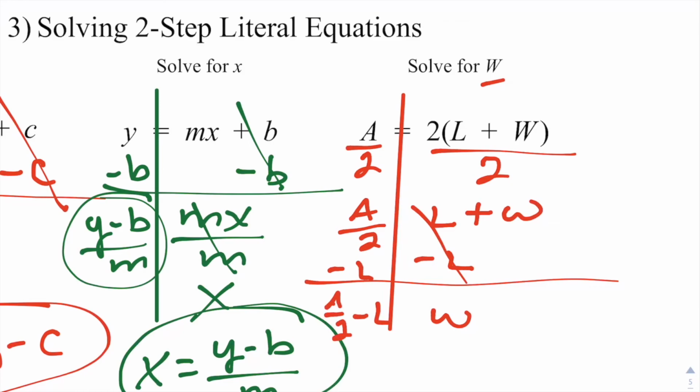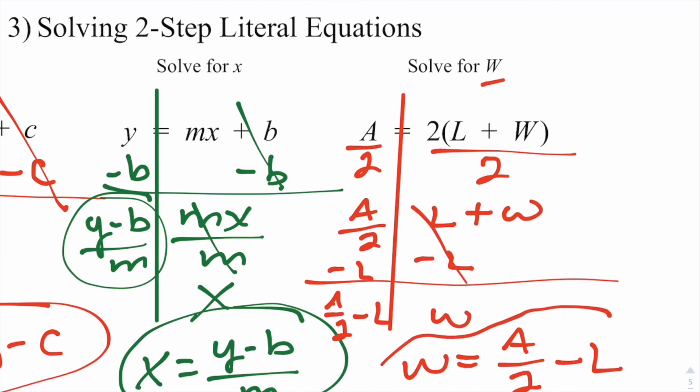And if I wanted to write it a little cleaner, I would write W equals A over 2 minus L, and that would be my solution for this literal equation.